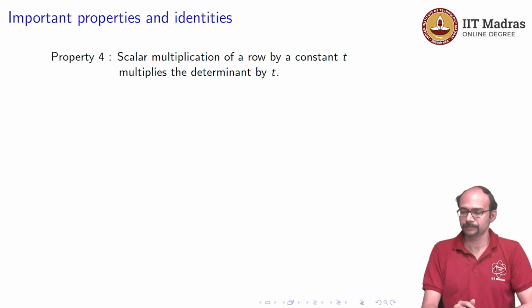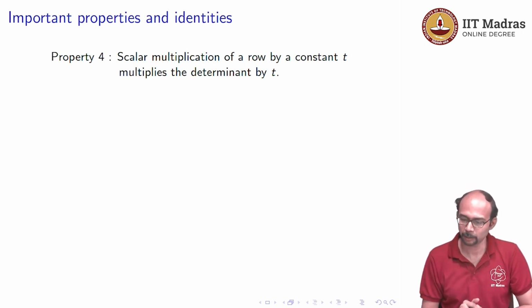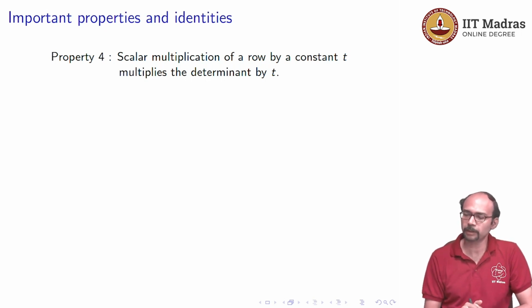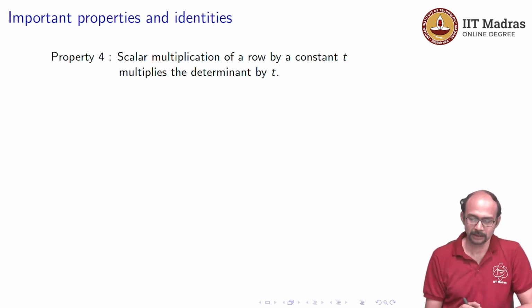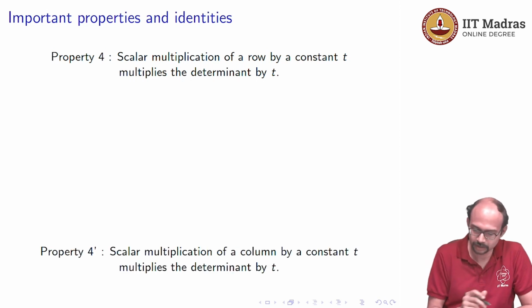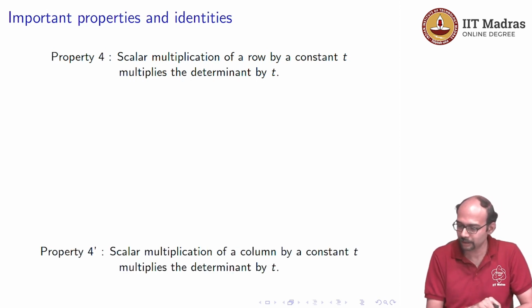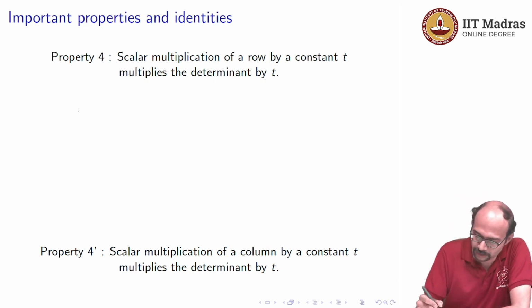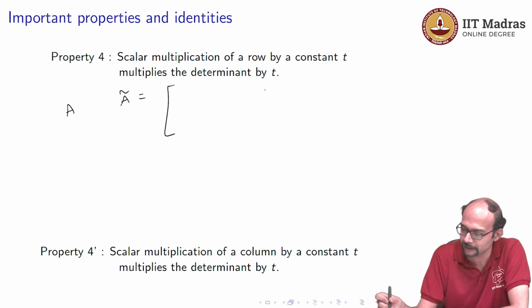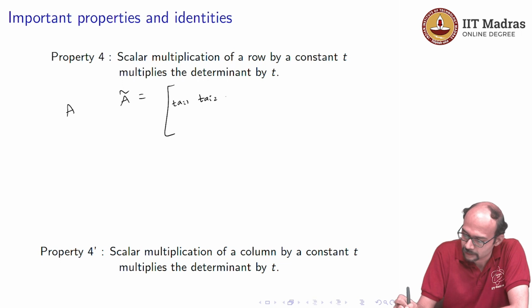Fine. So then another property. Again, we have seen this for 2 by 2, and I left it to you to check for 3 by 3. If you multiply a particular row by a constant t, then the determinant gets multiplied by t. The same thing holds for columns. If you multiply a column by t, then the determinant gets multiplied by t. So what is this saying? You have a matrix A, and let's say in A tilde you multiplied the ith row by t. So you have tAI1, tAI2, and so on, tAIN.